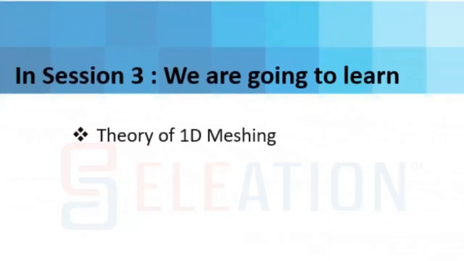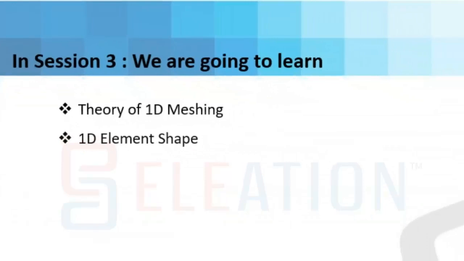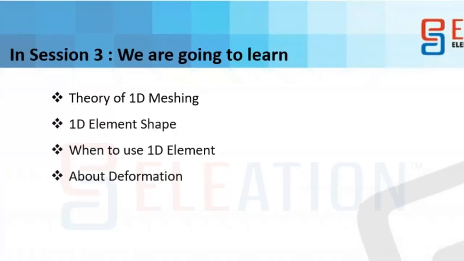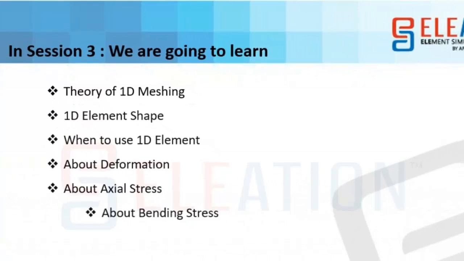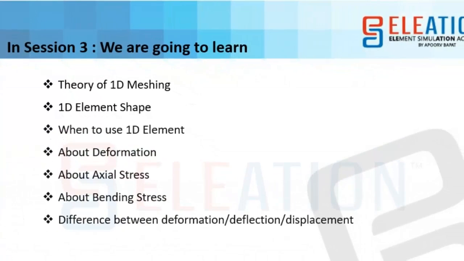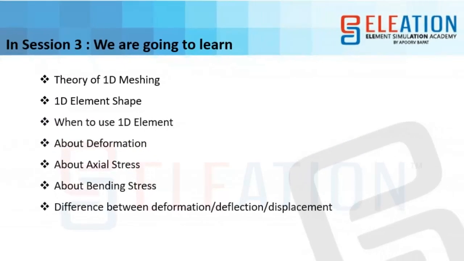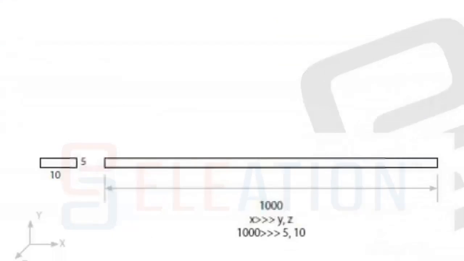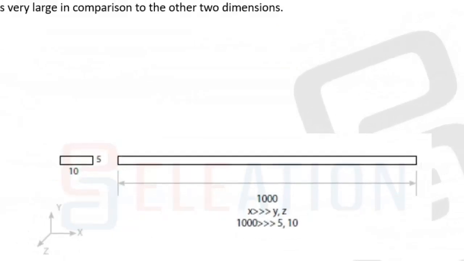In today's session, we are going to learn theory of 1D meshing, 1D element shapes, when to use 1D element, about deformation, about axial stresses, about bending, difference between deformation, deflection and displacement, material properties like Young's modulus, Poisson's ratio and material density. Let's start with when to use 1D element.